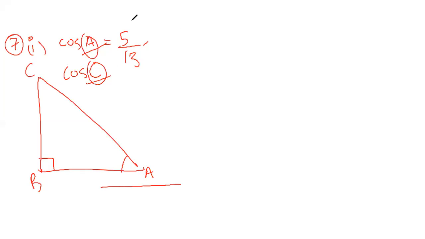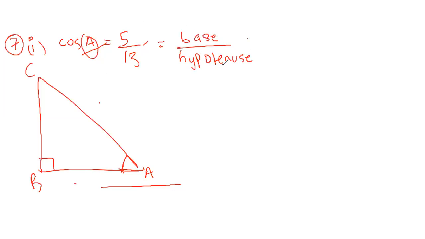But here it states to find cos A. So what does cos A mean? Cos A basically means that unlike C, which is in the air, A should be towards the ground. And with respect to angle A, cos A means base upon hypotenuse. So cos theta is equal to base upon hypotenuse. Our base is 5, so we'll write it down, and our hypotenuse is 13.